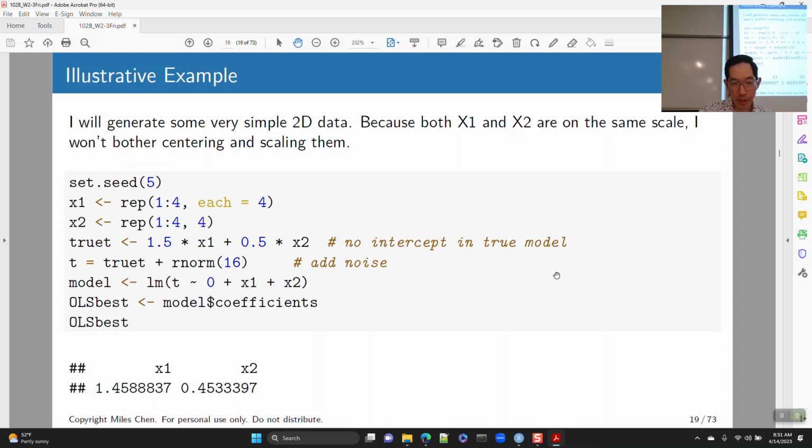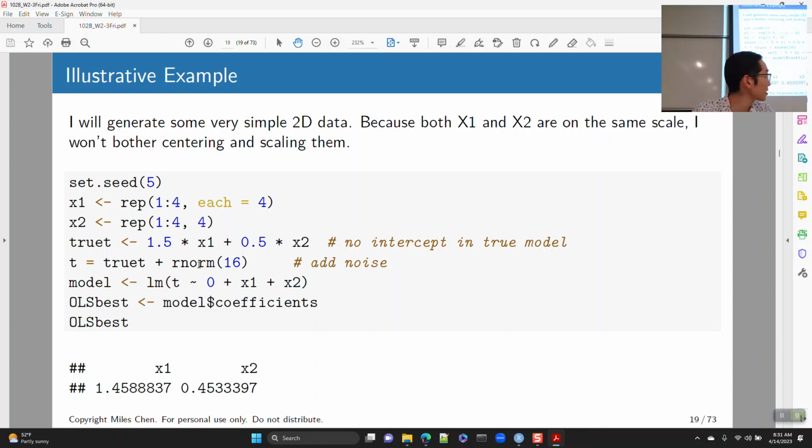So let's try out a simple example here. Okay, I've got x1 and x2, and these are just 1, 2, 3, 4, 1, 2, 3, 4, and so on and so forth. And we're going to say the true target value is going to be 1.5 x1 plus 0.5 x2. Okay, and these two things are on the same scale. I'm not going to bother centering and scaling them. I'm going to add some noise.